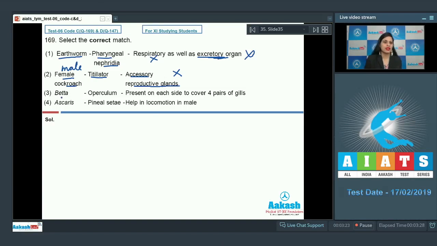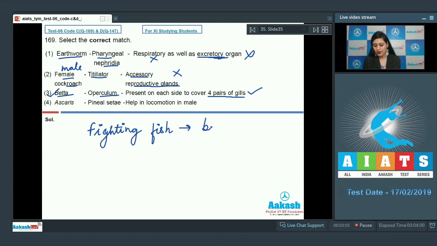The next option given is Betta, operculum, present on either side to cover 4 pairs of gills, and as it is a correct match, this is the correct answer to our question. Betta, which is commonly known as fighting fish, is a bony fish. So operculum is present in bony fish on each side to cover 4 pairs of gills.